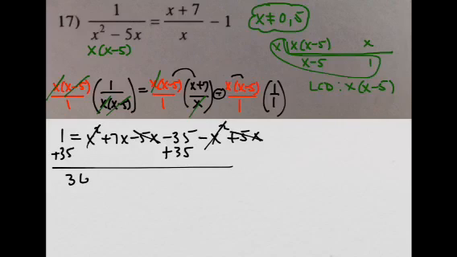So 36 equals 7x. And so divide by 7. So x is 36 over 7.